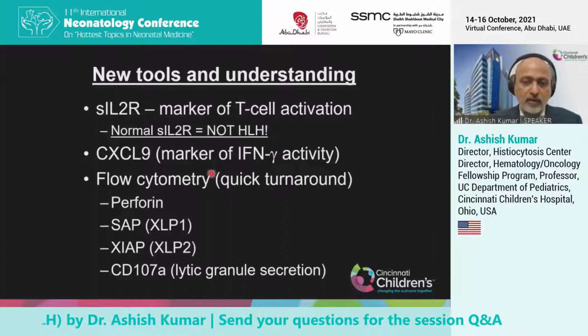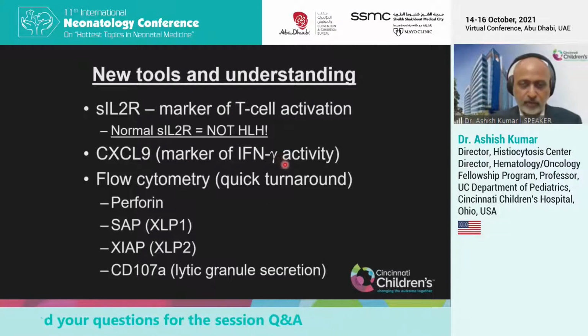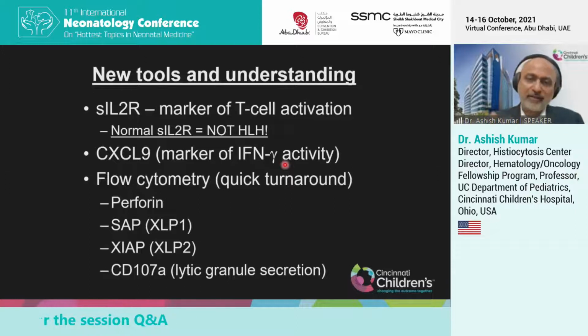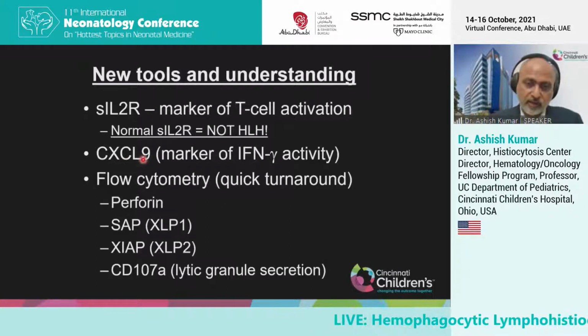Another new marker is this cytokine called CXCL9, which is a marker of interferon gamma activation. And so if you recall, I told you that it is the cytokines such as interferon gamma that are secreted that are important in the pathogenesis. So we can measure, sometimes you can measure interferon gamma, or easier to measure CXCL9.